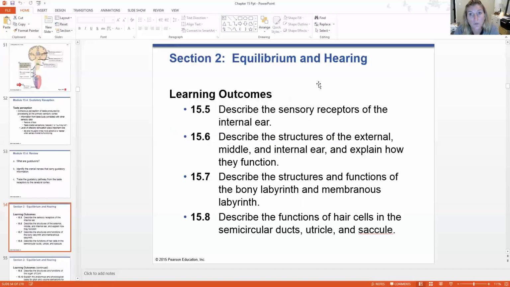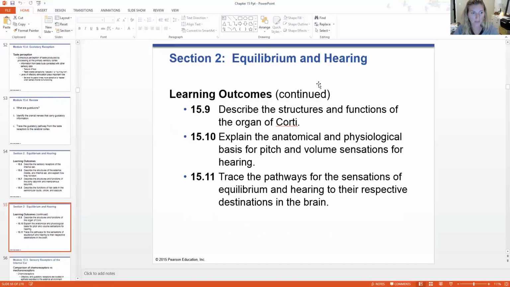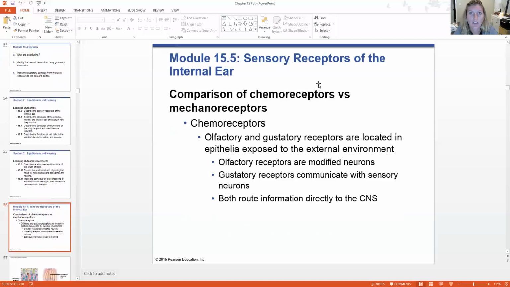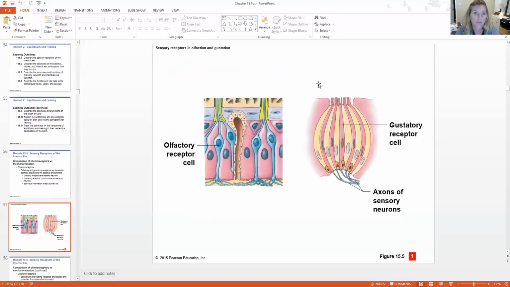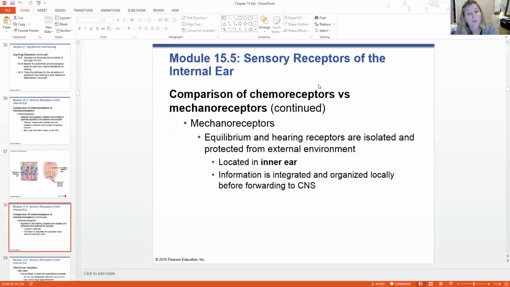We're going to move into equilibrium and hearing. These are the learning outcomes, which are already covered in your chapter or weekly folder. So let's compare. We were just talking about chemoreceptors. Chemoreceptors of olfactory and gustatory pathways are responding to dissolved chemicals and causing some type of receptor potential reaction, action potential route to the CNS, right? And this is just a review, our mechanoreceptors are what our hearing and equilibrium are.